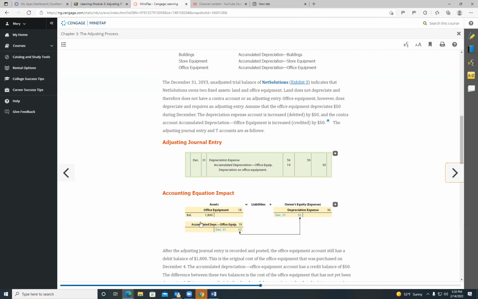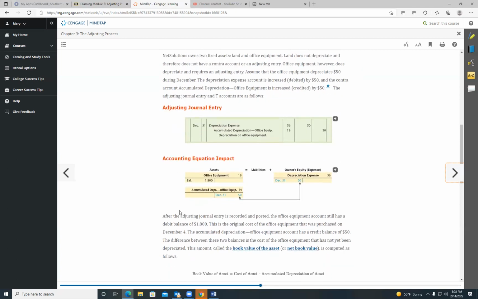So let's look at the accounting equation impact. We have assets equals liabilities plus owner's equity. The office equipment has a value of $1,800. Now, like in supplies, we would just see a credit entry over here, but we don't do that for equipment. We don't do that for fixed assets. What you see here instead is a credit to the accumulated depreciation account. And then of course you see a debit to the depreciation expense account.